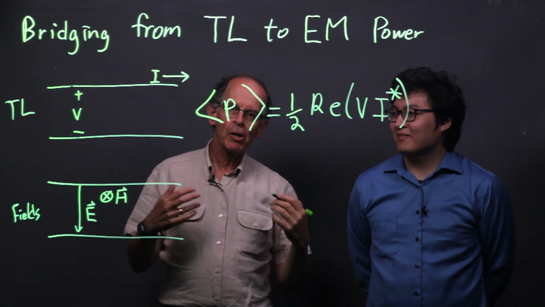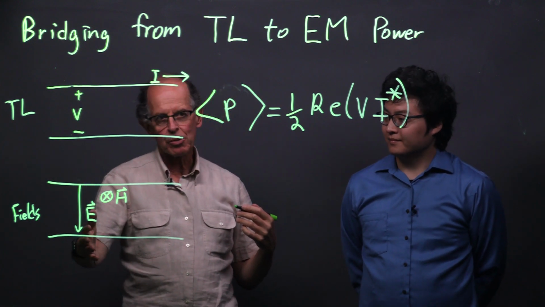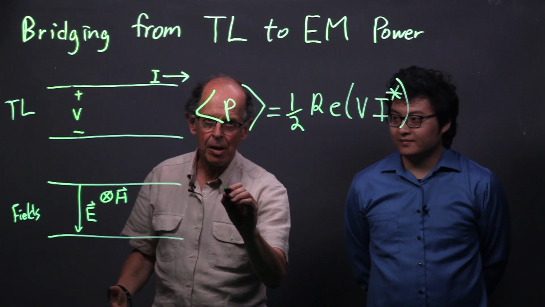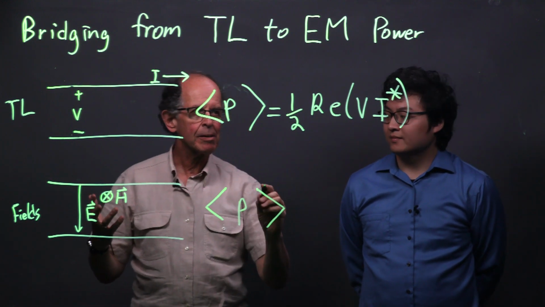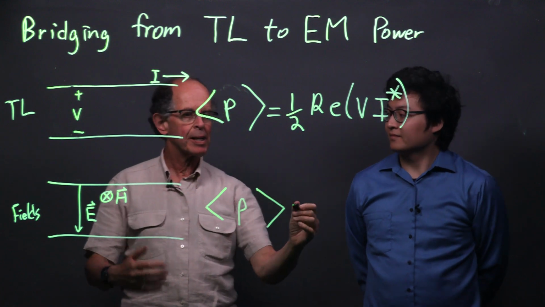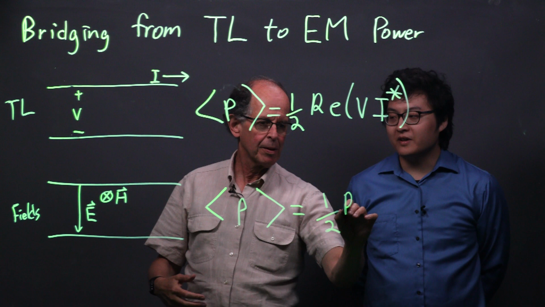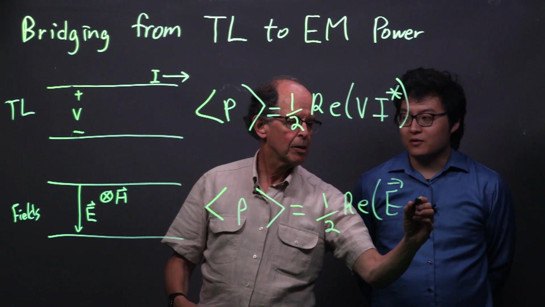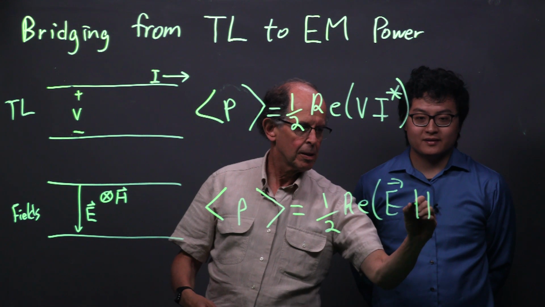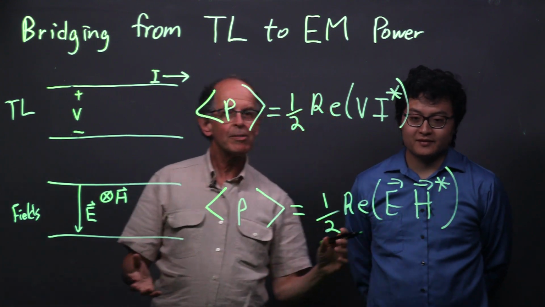However, when we go to fields, we have vectors. So let's see what happens. I'm going to assume that the power is also a scalar, and I'm just going to work by analogy. So what am I going to put in here, Sam? Well, V goes to E, and I goes to H. Complex conjugate, yes.